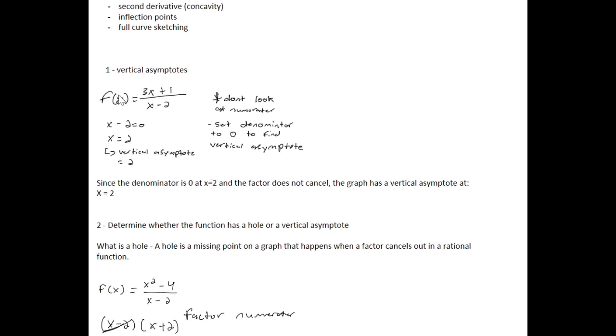So we see our function here, and right away we're not going to look at our numerator. Instead, we're going to set the denominator to 0 to solve for x. So once we solve for x, we have 2. Since the denominator is 0 at x equals 2, the factor does not cancel out. This means that the graph has a vertical asymptote at x equals 2.